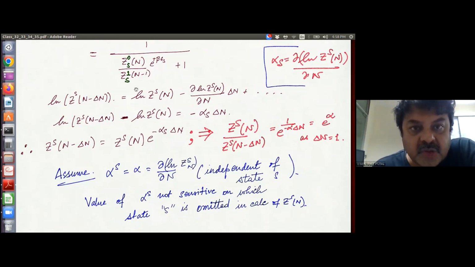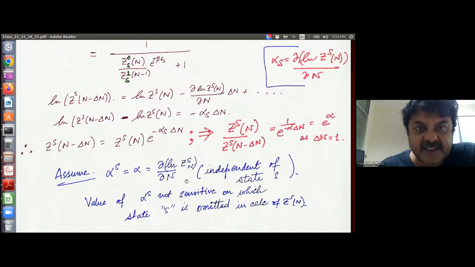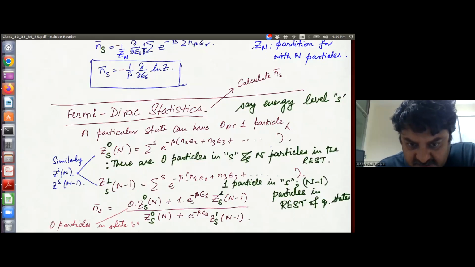Okay. So this function, so you know this is 0 and this Z1S n minus 1, we bring it to the denominator, so we divide the denominator by that, and hence we get Z0S n over Z1S n minus 1 e to the power beta epsilon s.